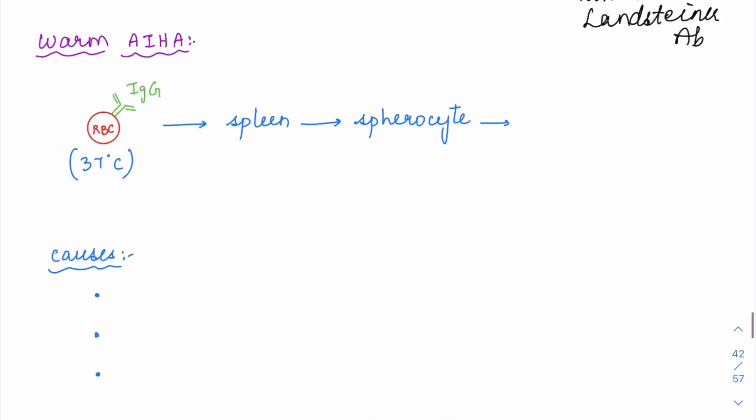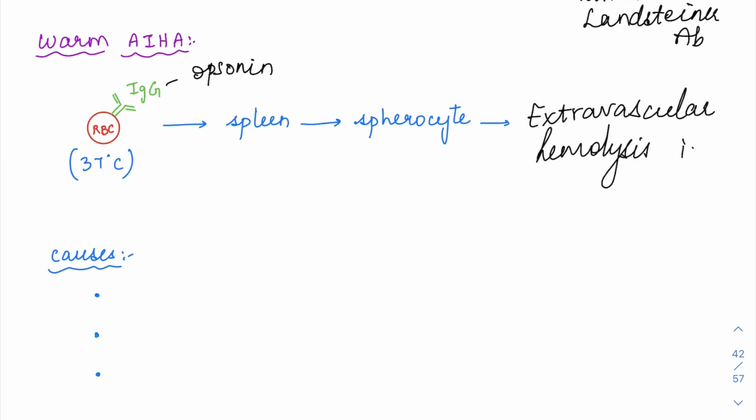So if we come to the pathogenesis of warm AIHA, here the IgG subclass of antibody directly attaches to the RBC at 37 degrees Celsius. This IgG, being an opsonin, has coated the RBC, right? So when this opsonized RBC passes through the spleen, the splenic macrophages identify the opsonized RBC and kill them. Initially there will be formation of spherocytes, as the macrophages eat up parts of the RBCs. Spherocytes are formed, which then result in extravascular hemolysis in the spleen. So warm AIHA is an example of extravascular hemolysis in the spleen.